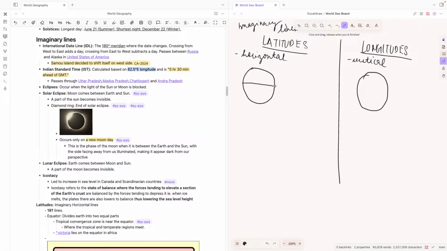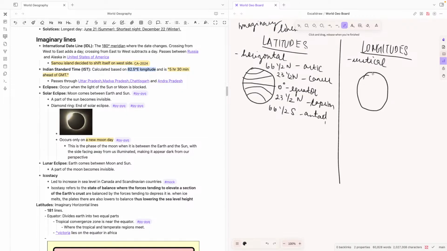For latitudes we have 6 lines. I'm sorry for the poor drawing. This 0 degree is called the equator. We have 23.5 degrees north as well as 23.5 south. Similarly, we have 66.5 north and 66.5 south. This is called the Tropic of Cancer, and this is the Tropic of Capricorn. This is the Arctic Circle, which is in the north, and this is the Antarctic Circle, which is in the south.